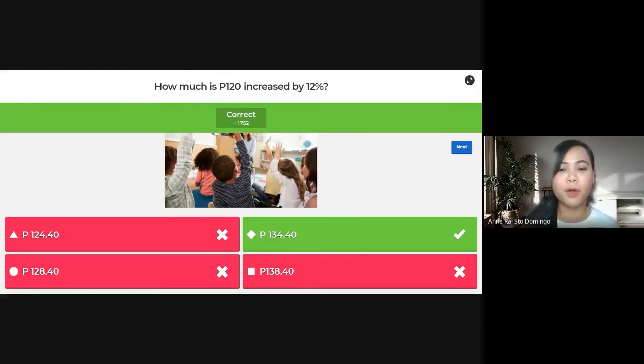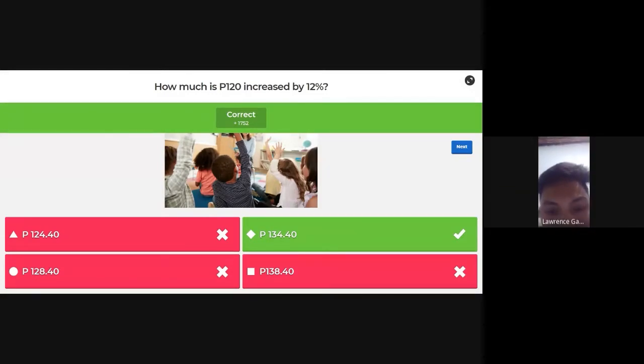Anong ginawa dito? Paano siya naging 134.4? What is the solution? Kasi diba sabi niya 120 increased by 12%. So, ibig sabihin, yes, Lawrence. First po, yung 120 times 12% equals 24. Tapos po, plus mo po ulit yung 120.